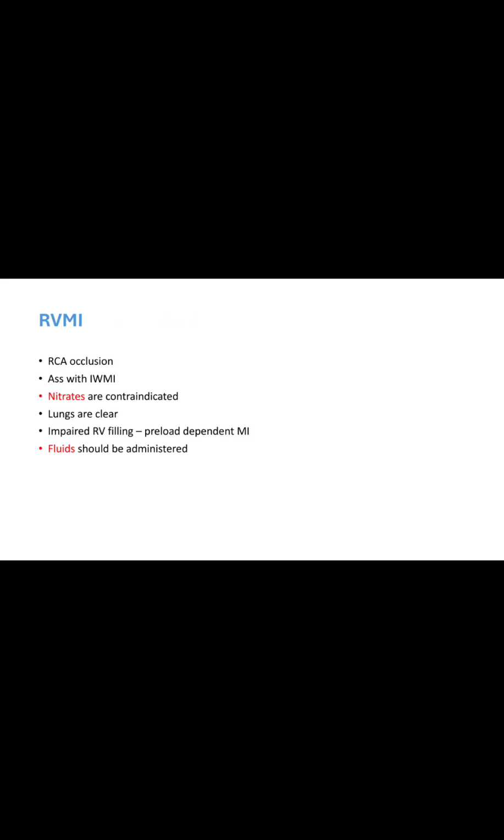Now, right ventricular MI, I have talked about it already. It's an RCA occlusion associated with inferior wall MI. Nitrates will be contraindicated here. Why? Because it's already preload dependent. When you give nitrates, there will be hypotension. The lungs are usually clear because there is hypovolemia in RVMI, impaired RV filling, so it's preload dependent. Fluids should be administered. So give fluids but do not give nitrates.